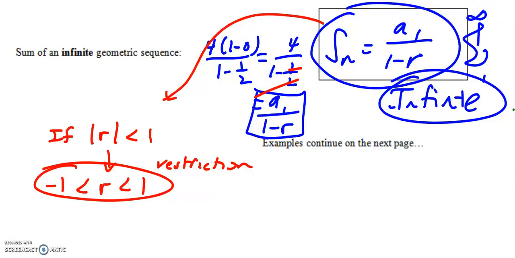And also, it would make sense to me to say that r cannot be 0, because you'd be saying that the common ratio between two numbers is 0, which doesn't make sense with division. So this is a restriction, and so is this. So let me show you how this would apply to actual examples, but please make sure to have this written down.